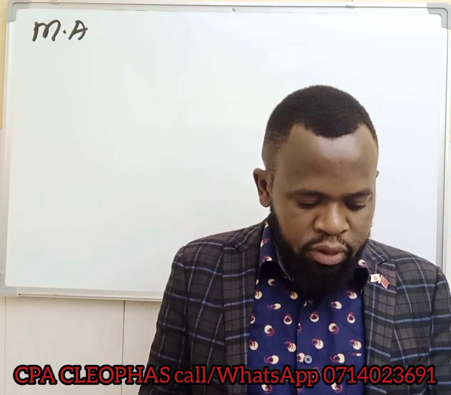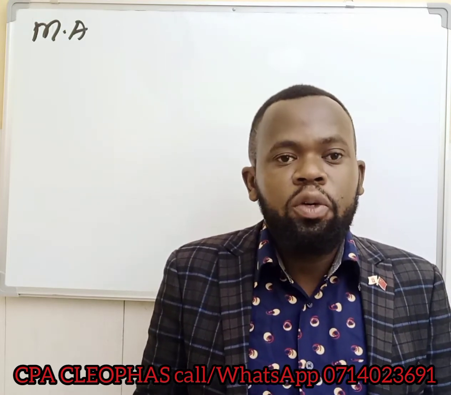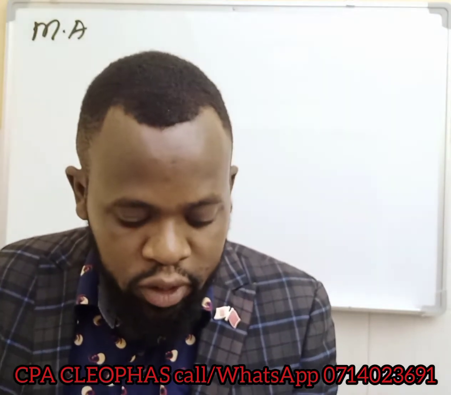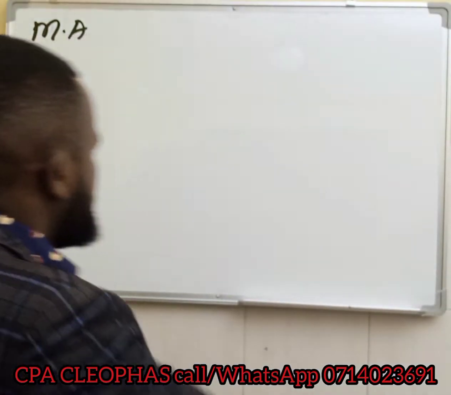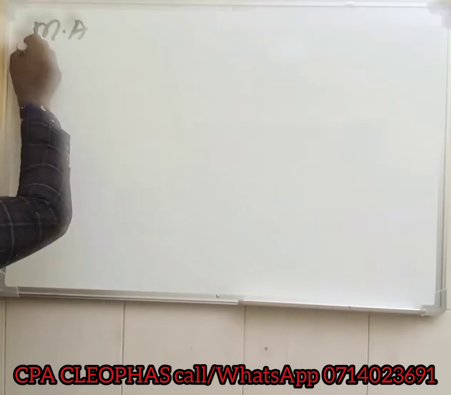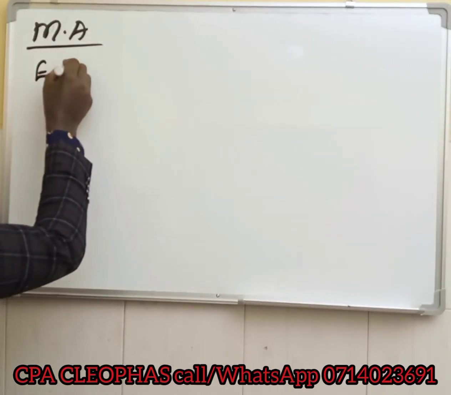Then we have also discounts. So this is EOQ with the discounts. Now, for you to do a question on EOQ, the first thing is to understand the formula. So allow me to just write the EOQ formula here.